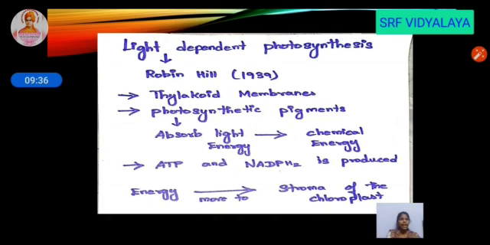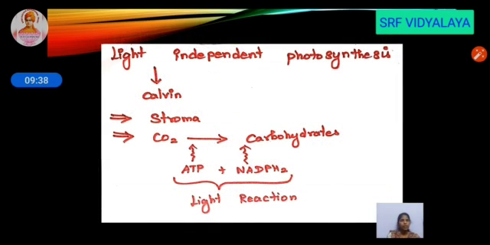Next is the light independent photosynthesis, also called the Calvin cycle. This takes place in the stroma of the chloroplast. During this process, atmospheric carbon dioxide is reduced to carbohydrates with the help of ATP and NADP, which are produced from the light reaction.